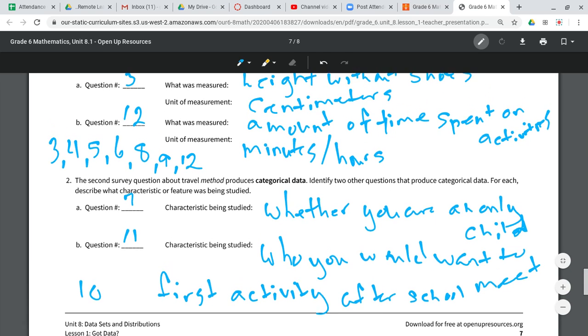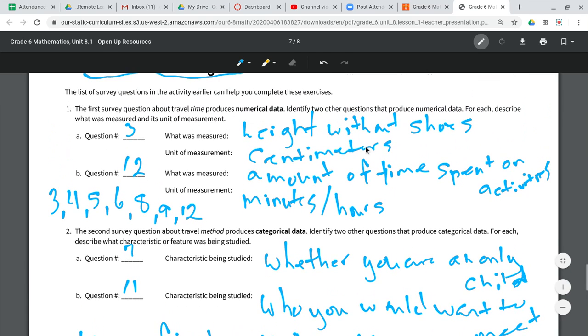So this is our numerical and categorical data. So key features of numerical data is you're going to get a number. So numerical, number. Categorical, you're going to get some items, some names. So like with the only child, you had a yes or no. Yes, I have siblings. No, I don't have siblings. 11, I want to meet an athlete or a movie star. It's a thing. It's not a number. So categorical are basically the other questions. So numerical, you get a number. Categorical, it's all other sorts of answers.